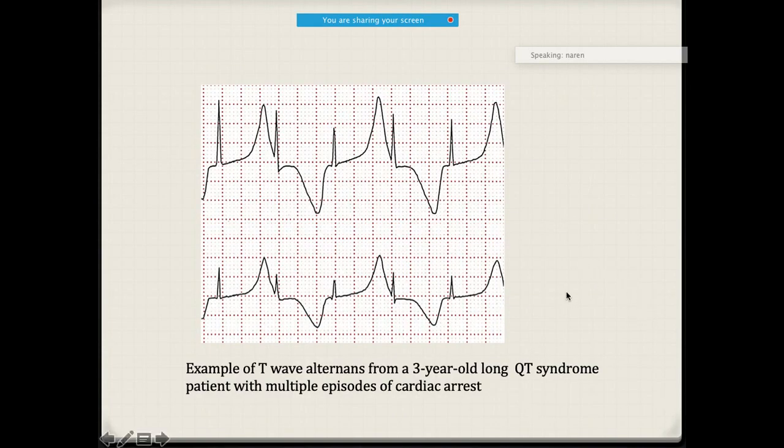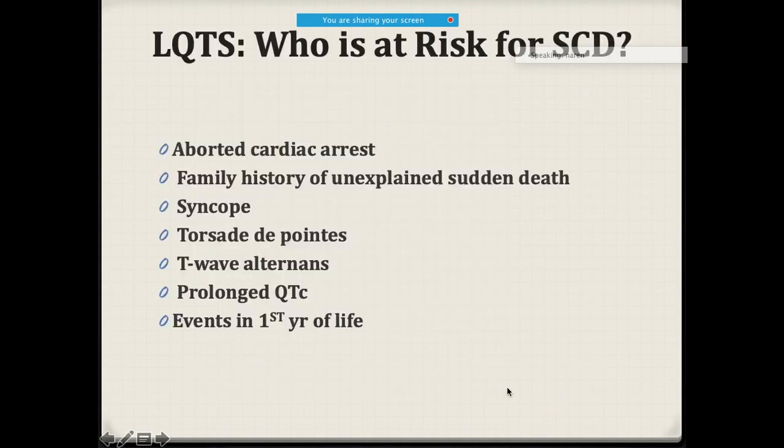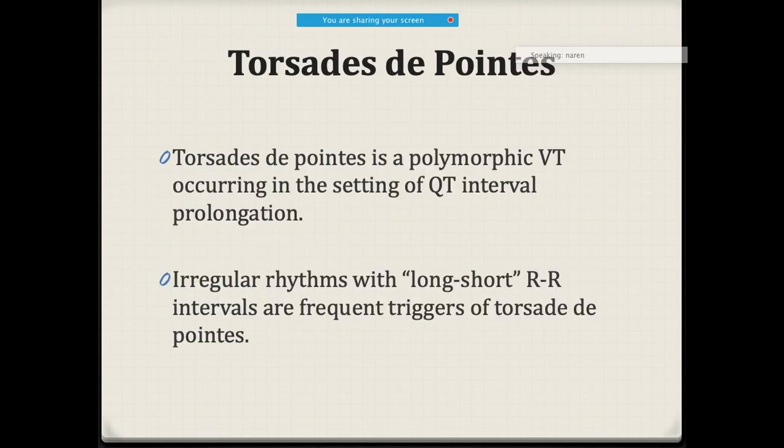So this is a young kid who was having the same problem and who has had multiple episodes of cardiac arrest. So if anyone is having a long QT, are they all going to die? No. So what are the risk factors for that? The risk factors you should be trying to see are whether someone has had a history of aborted cardiac arrest, otherwise if there is a family history, syncope, T-wave alternans, or even prolonged QTc, or if there are events in the first year of life as well.